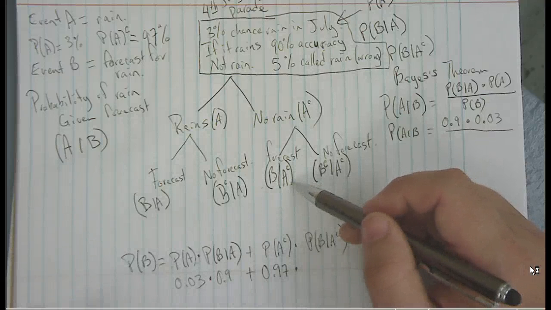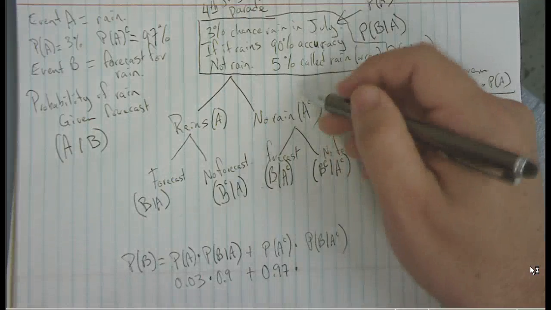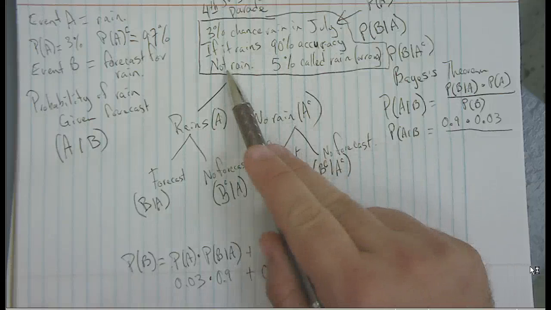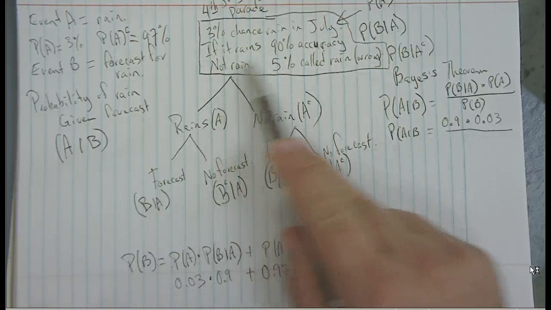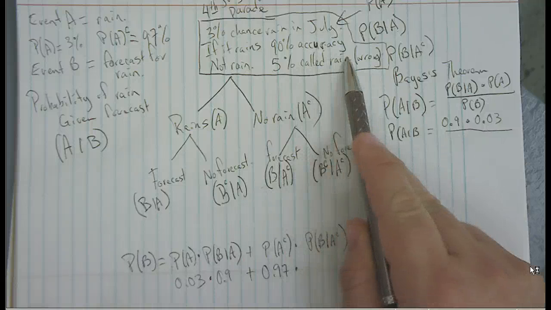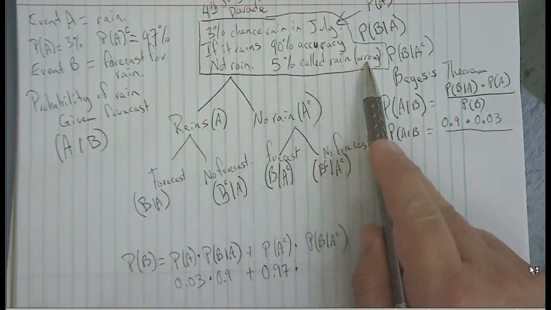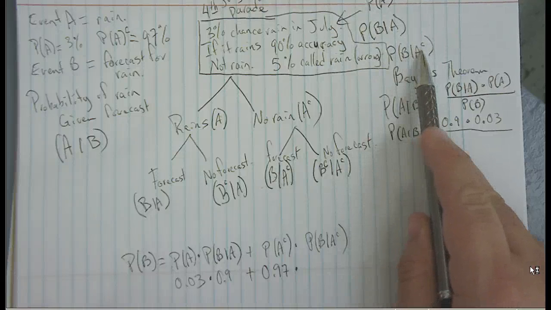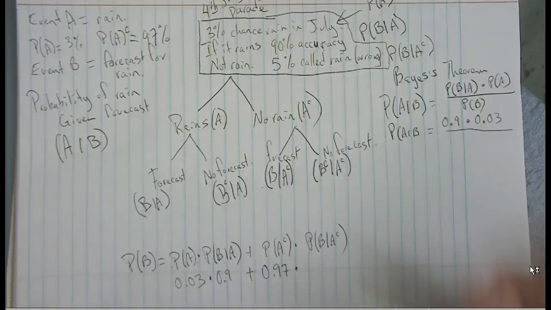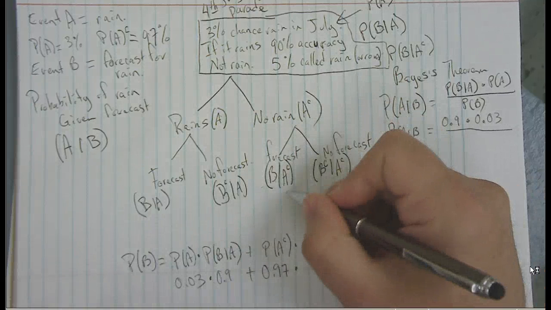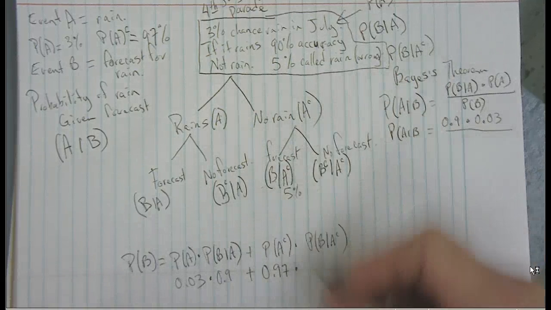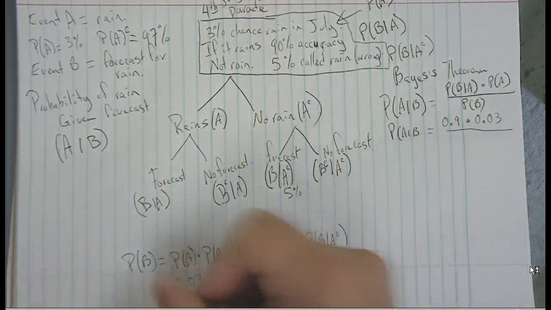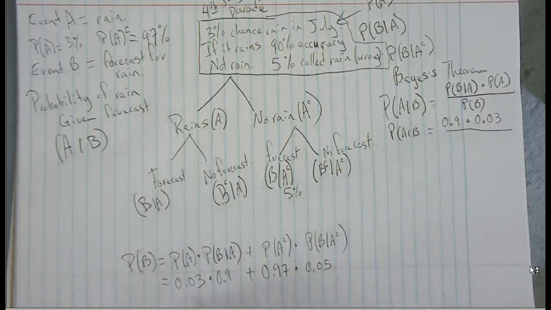So where are we going to get this information from? Well, remember that we had some information there. It said, when it didn't rain, then 5% of the time it called for rain. So that was the probability of B given no rain. So we have this information here, which was 5%, right? So it's going to be times 0.05. Okay? So now we just add all of that together.